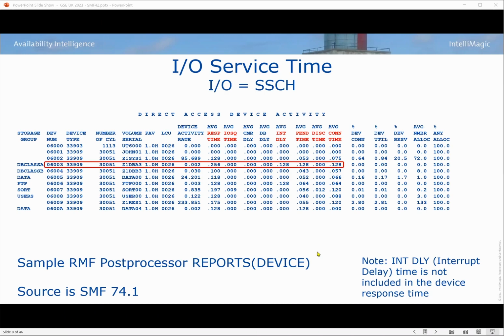You'll see something called interrupt delay time, INT DLY. And in the volume I've highlighted, it's 0.128 milliseconds. The reason I've highlighted that particular volume, even though it has an extremely low IO rate, is just to highlight that the response time in this report does not include the interrupt delay time. And you can see that it's a combination of the pending and the connect time. That's just important.